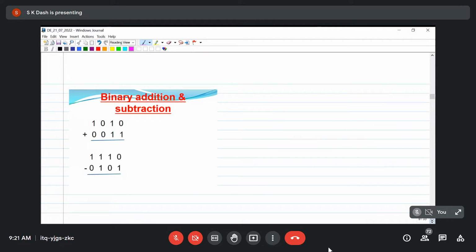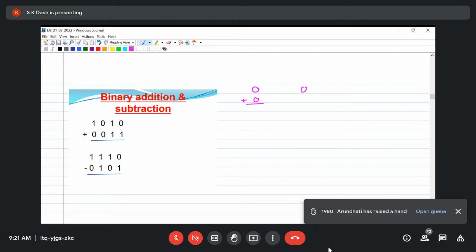Next, we'll learn about how to do binary addition and subtraction. If we add two 1-bit numbers, four possibilities are there. In binary we are only dealing with 0 and 1. It can be 0 plus 0, or 0 plus 1, or 1 plus 0, or 1 plus 1.